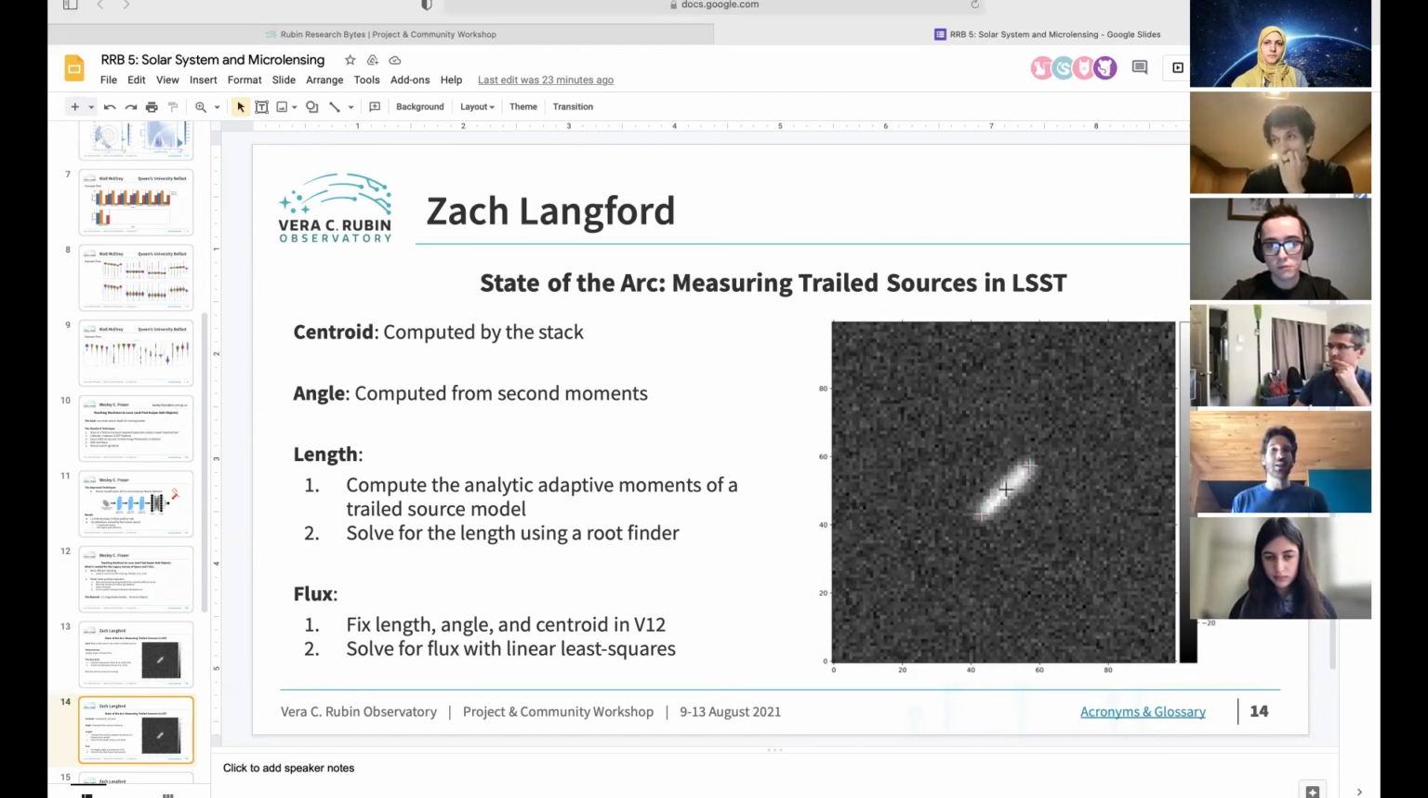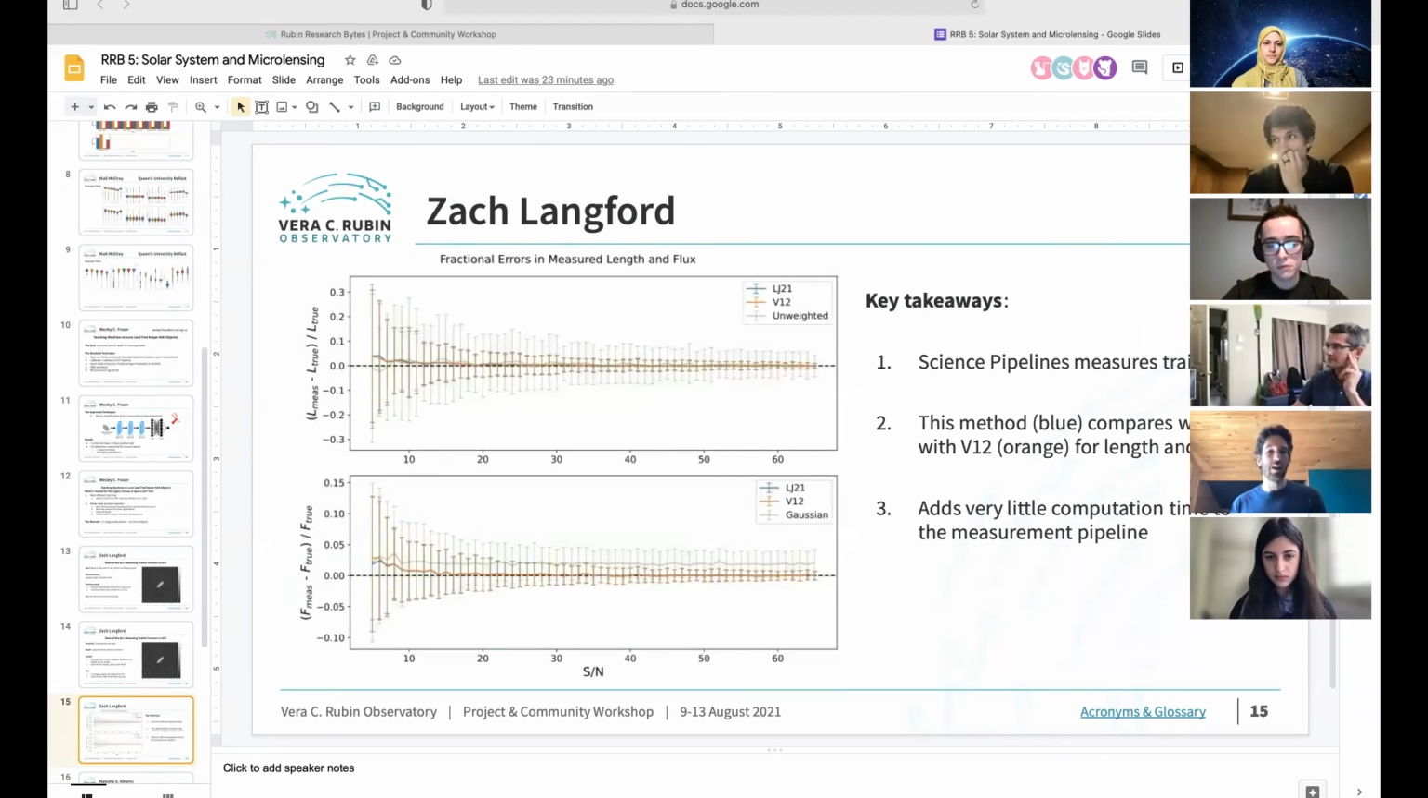So on the next slide, how well does this perform? Pretty well. So we compared this with using unweighted second moments, and then also directly with the Vera et al. model. And so the plots here are on the top, the fractional errors in the length, and the fractional errors in the flux on the bottom, versus signal to noise. So as you can see, for almost all signal to noise, we get pretty comparable accuracy and variances in our measurements for our model versus the Vera et al. model.